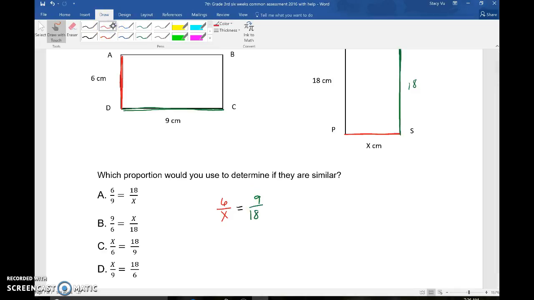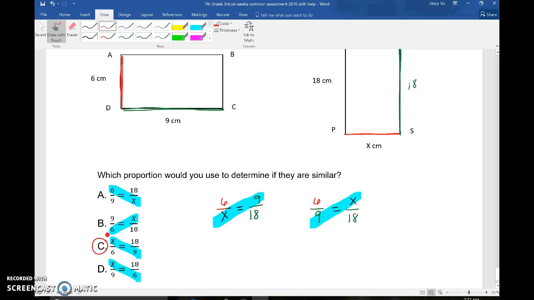Or, if you want, you can do 6 over 9, if we do this shape first, equals, and then I have to start with the red, x over 18. Either way, what I see here is that 9 and x are in my diagonal. So let's look at the choices: 6 in x, 6 in x, 9 in x, and 6 in x. The only option that has 9 and x in the diagonal is this one here.